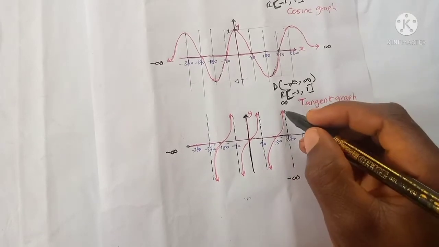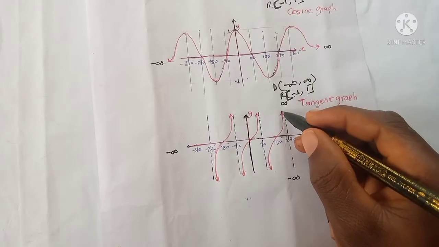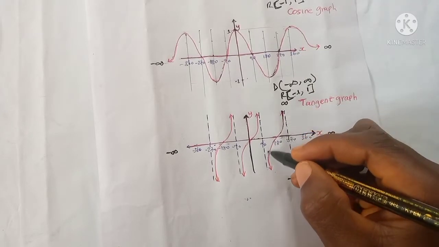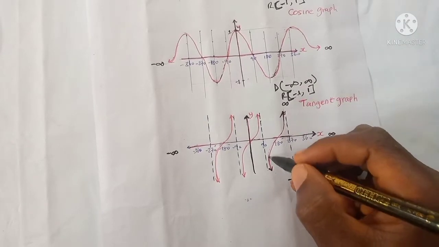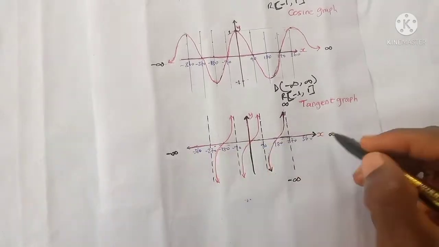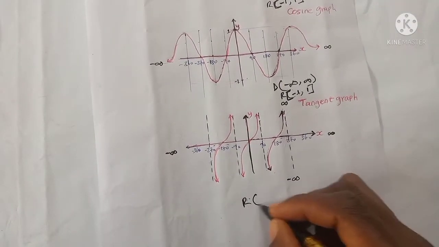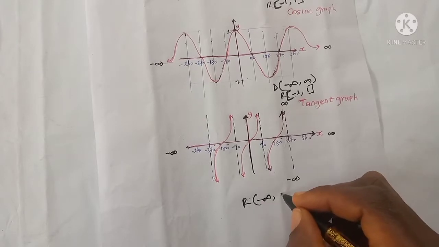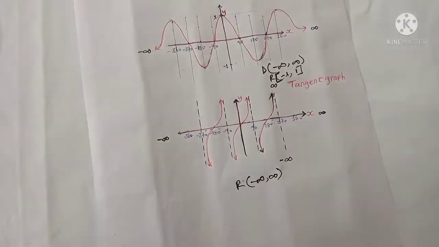So, according to this graph, the behavior is that this line starts from here and goes down to negative infinity, while this one comes up to infinity. The same thing is applicable here. This is how it is from negative infinity to positive infinity. So we can write our range as negative infinity to infinity. And then what about the domain?